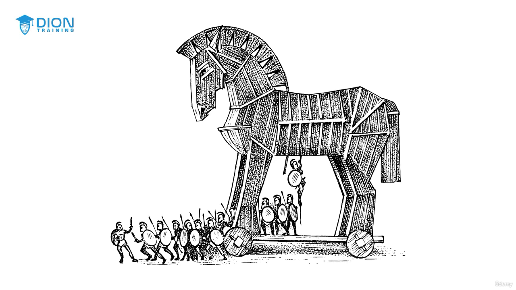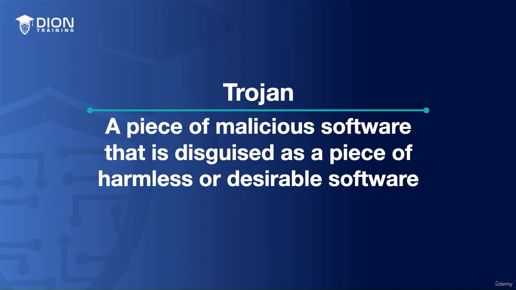In cybersecurity, Trojans work quite similarly to the gift horse delivered by the Greeks to the city of Troy. A Trojan is simply a piece of malicious software that is disguised as a piece of harmless or desirable software. Basically, a Trojan claims that it's going to perform some kind of needed or desired function for you, and that Trojan will indeed perform that function. But it also performs a malicious one, like installing a backdoor or virus onto your system as well.